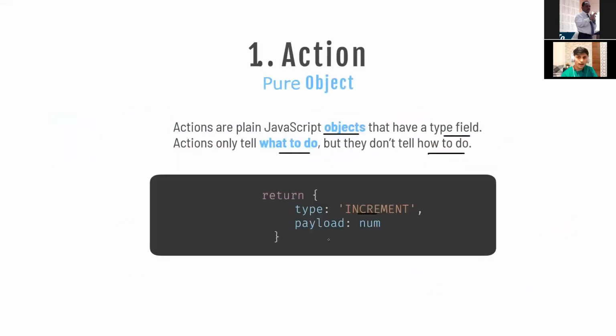So what is an action? An action is a pure function which returns an object. Actions are plain JavaScript objects that have a type field, and an action only tells what to do, but it doesn't tell how to do it. We define an action in this manner: we return an object like type equals increment, and payload equals num. So this is an example of how we define an action. It's a pure function which returns an object.